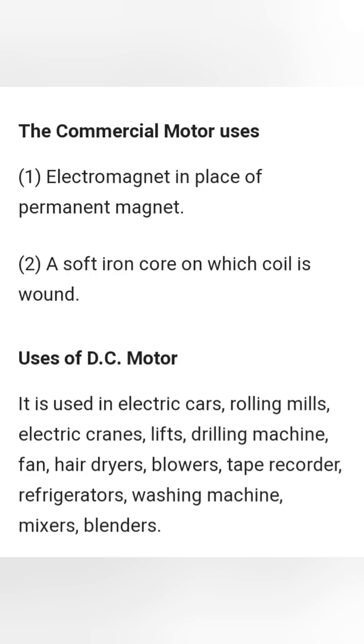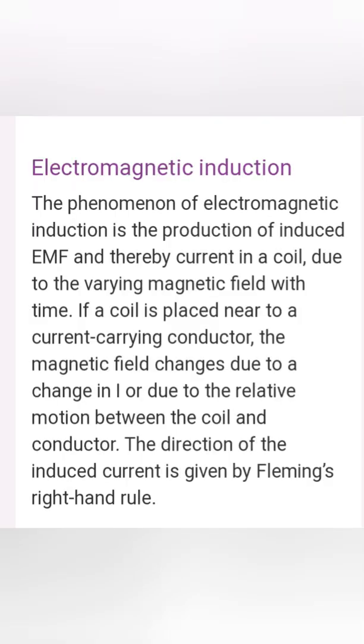A commercial motor uses an electromagnet in place of a permanent magnet, and a soft iron core on which the coil is wound. Now the uses of DC motor: it is used in electric car, rolling mills, electric train, lift, drilling machine, fan, hair dryer, blower, mixer grinders, tape recorders, refrigerator, washing machine, and so on.